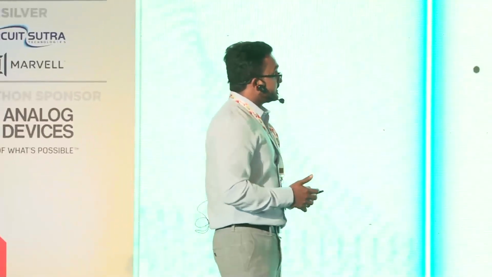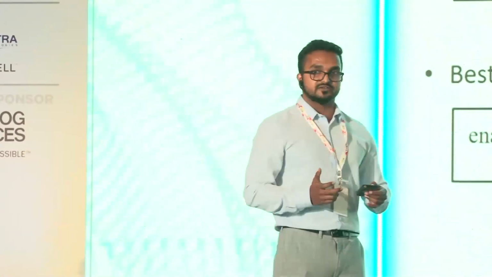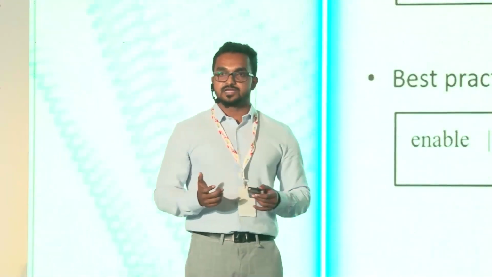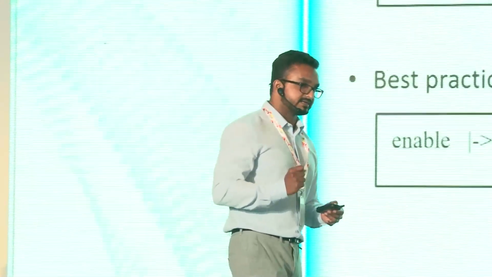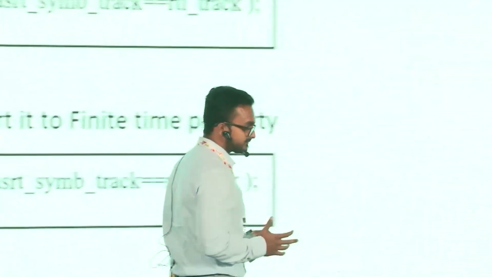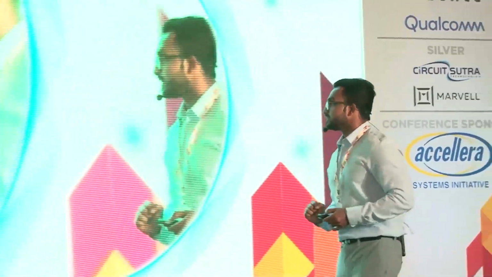So the second method is converting liveness to safety. In general, formal struggles to give a full proof on liveness properties, but it works better with safety properties. The meaning of liveness is that good things eventually happen. Safety means there are no bad things in the design.